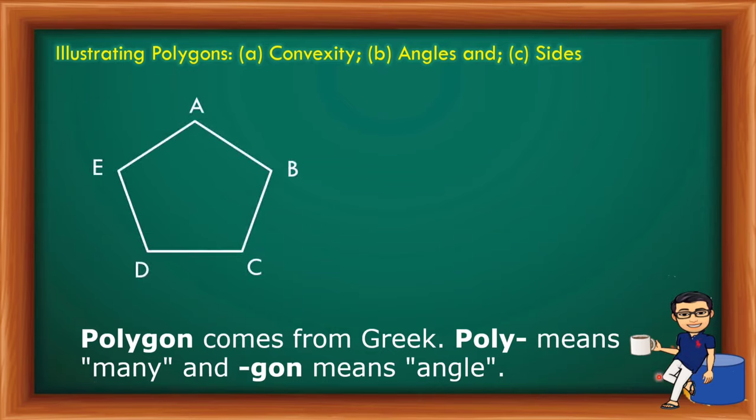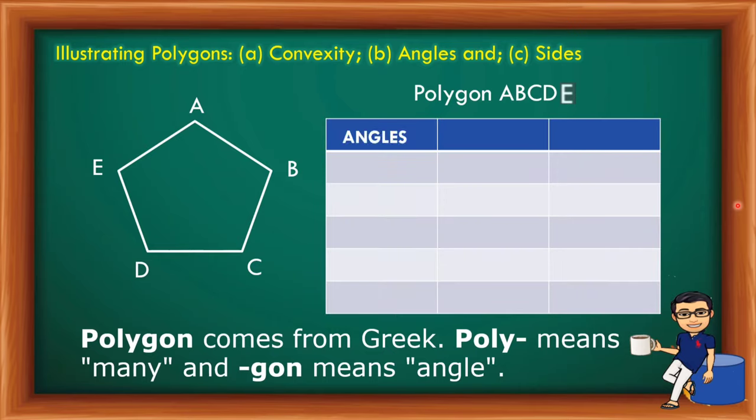So let's try to work on that. Let us consider that we are going to illustrate this figure. The figure is composed of point A, point B, point C, point D, point E. And we call that polygon ABCDE. Lahat ng letter na mayroon dun sa kanyang vertices ay gagamitin nating name ng polygon.